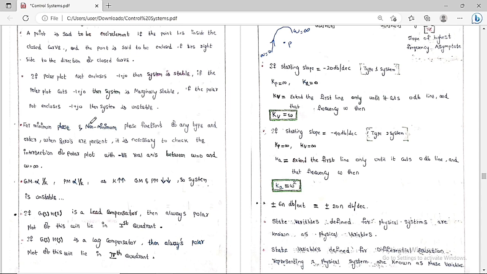So the gain margin is always inversely proportional to system gain, as well as the phase margin. Whenever the gain of the system increases, definitely the gain margin decreases and the phase margin decreases, and the system is said to be unstable. Gain margin decreasing means it will become negative. Phase margin decreasing means it will become negative. So definitely the system will become unstable.